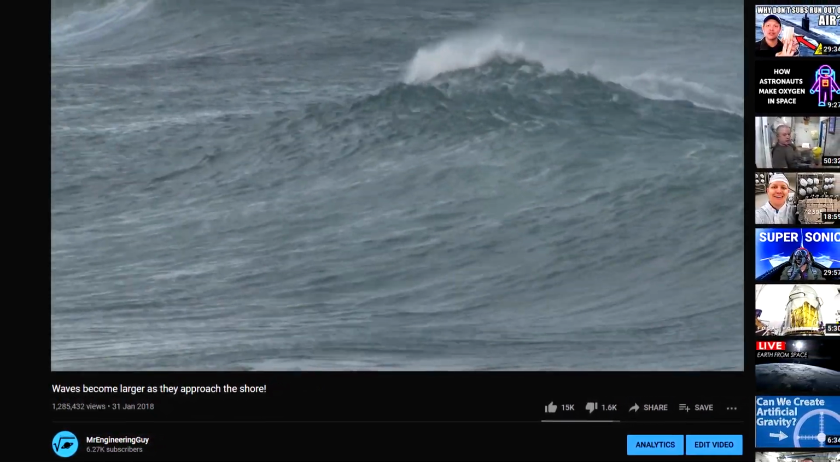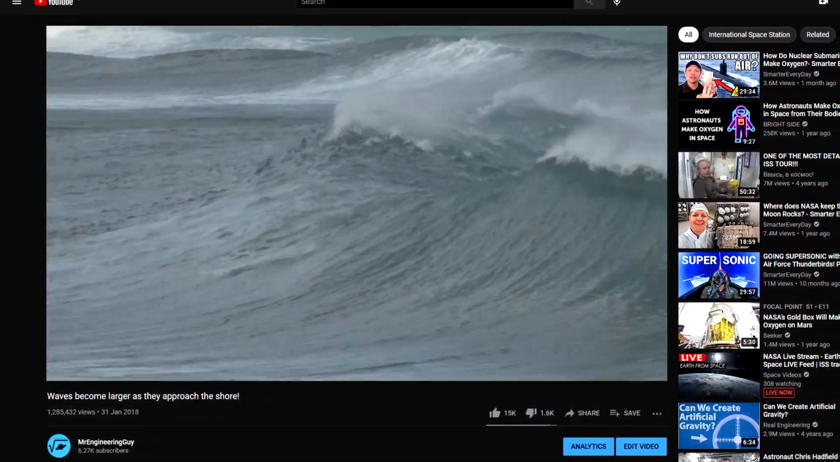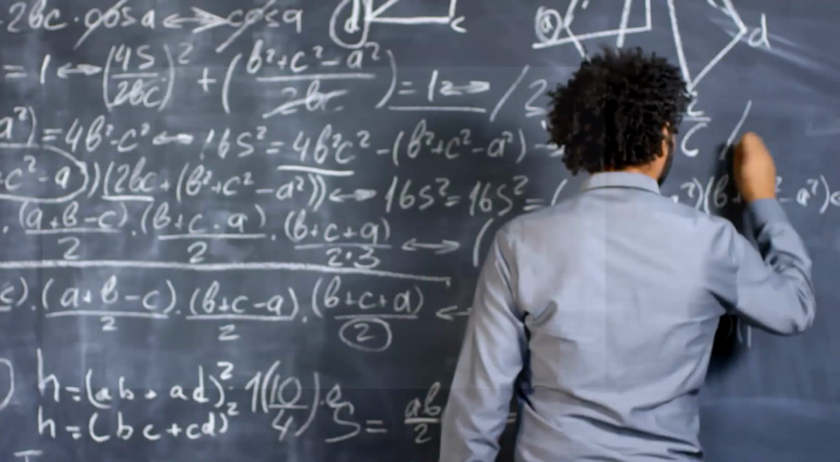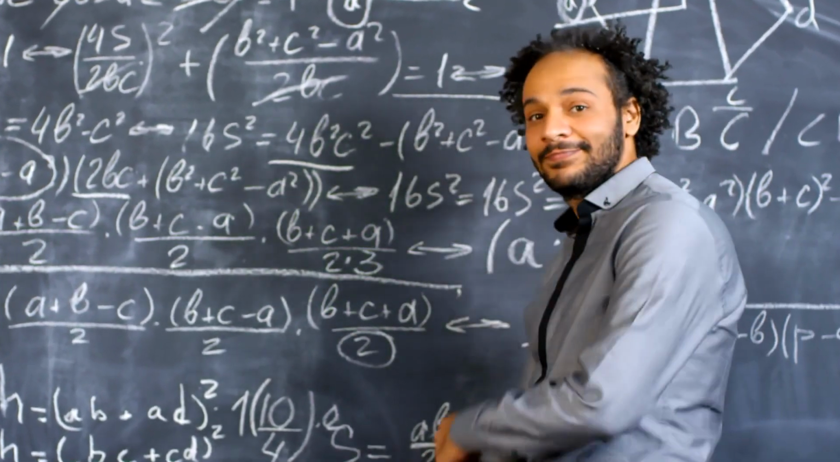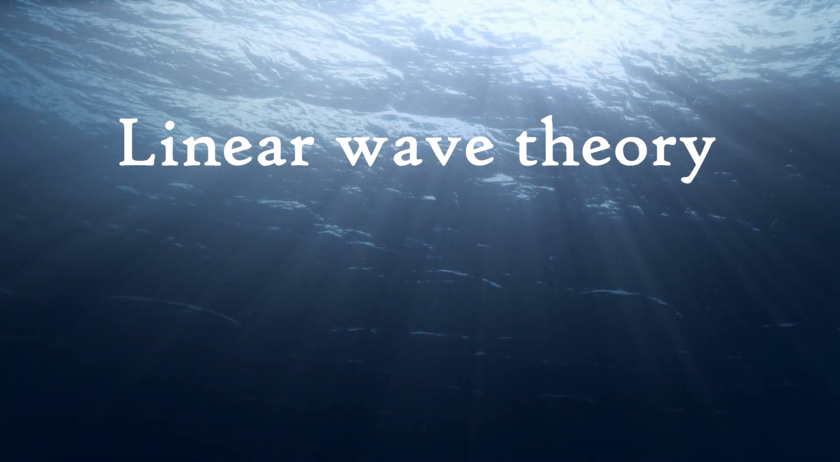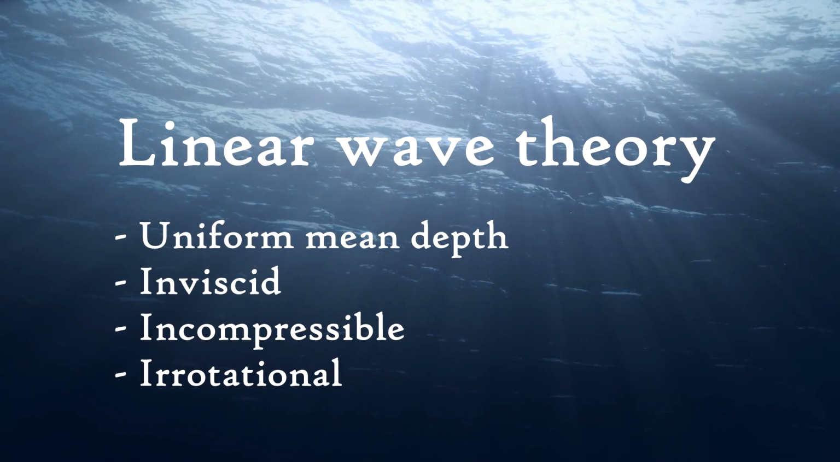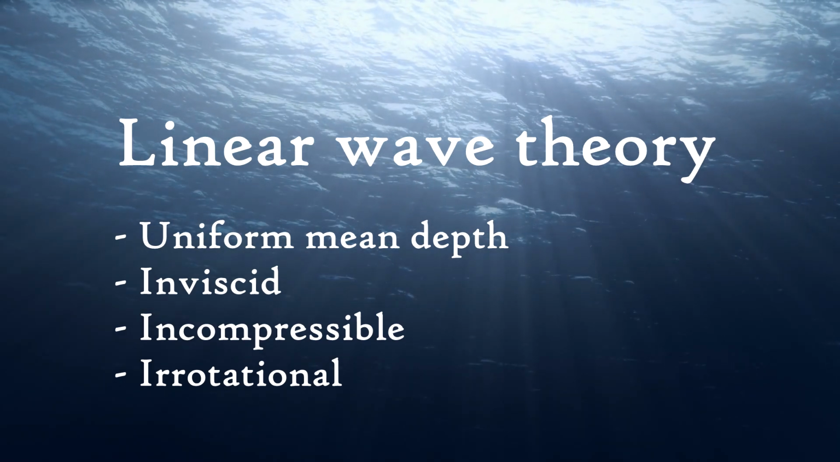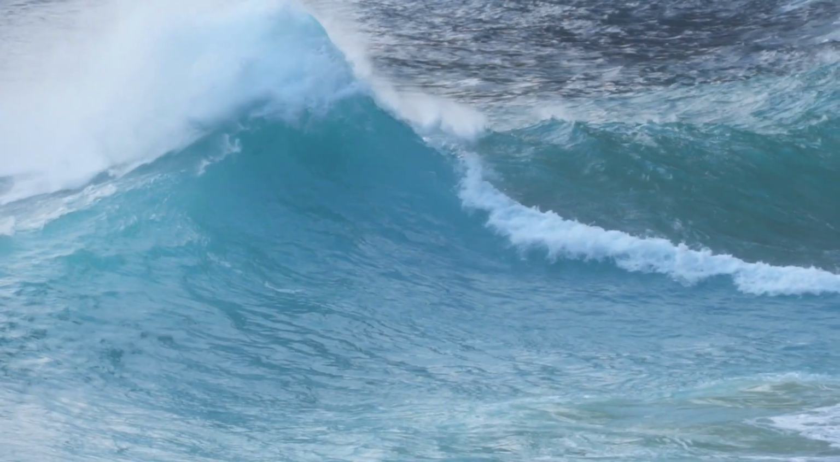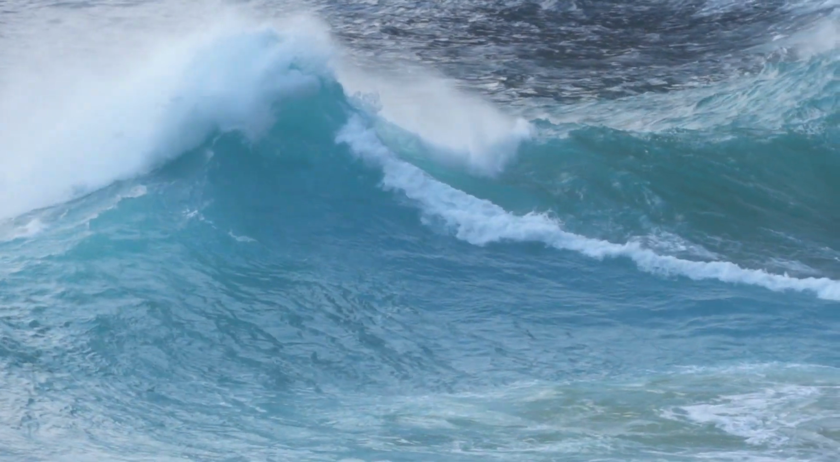Still, it is correct. Waves do grow when they come closer to the beach. It can be explained using a complex set of equations describing the propagation of waves using a so-called linear wave theory. With a handful of simplifications, wave properties can be modeled pretty well. Like, for example, the propagation speed of an incoming wave.